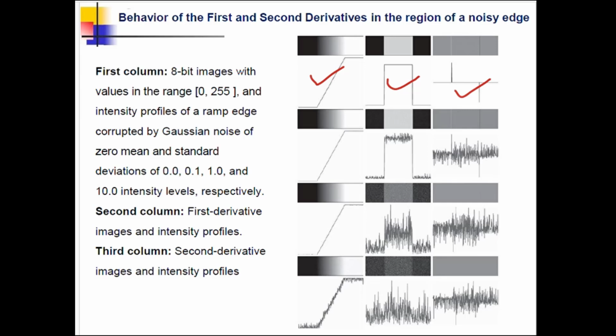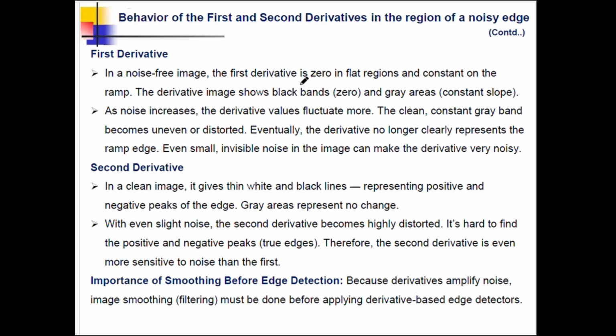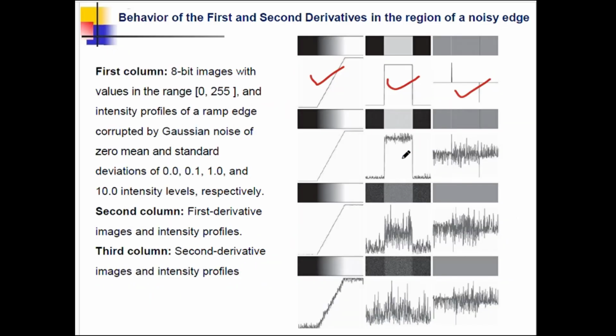Yes, the first derivative and the second derivative are very clear. In a noise-free image, the first derivative is 0 in flat regions and constant on the ramp. The derivative image shows black bands, 0, and gray areas, constant slope. When the image has constant intensity, the first derivative becomes 0. So if you represent this as an image, these are zeros. During the ramp, it is positive. Positive means highest value, so this is highest.